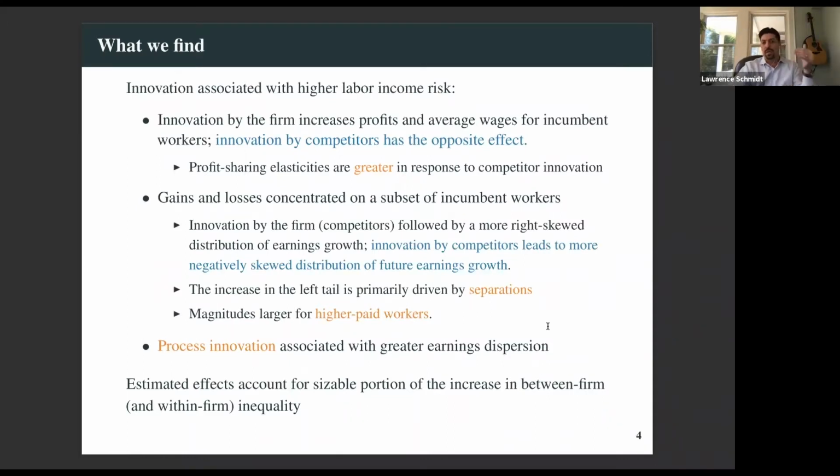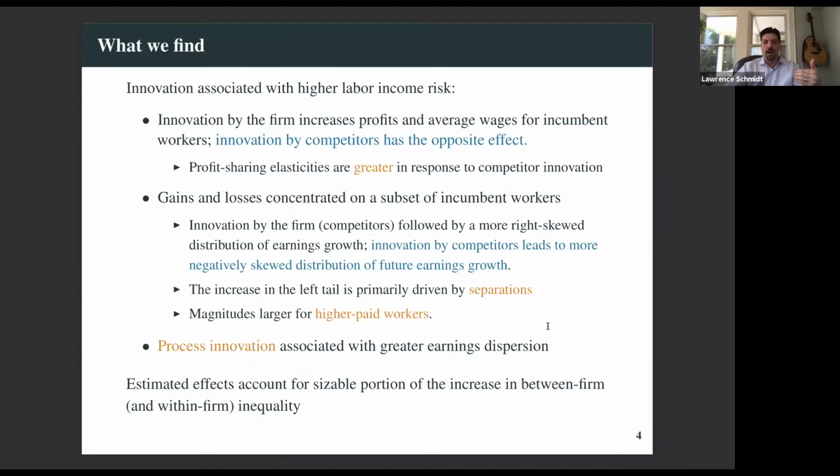So what we see is that if my own firm innovates, that firm becomes more profitable, and average earnings are going to increase for the incumbent workers, so people who are there prior to the innovation taking place. Innovation by competitors is going to have the opposite effect. This is bad for my firm if others are innovating and my firm is not.